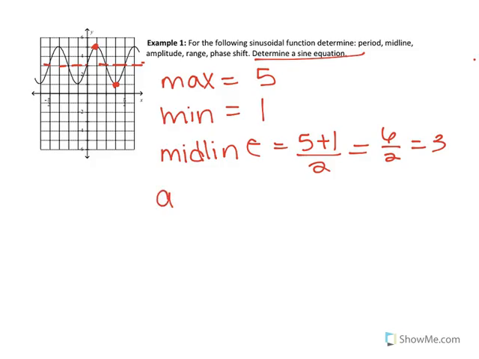We can now find the amplitude. The amplitude is going to be the max subtract the midline. Or you can take the midline and subtract the minimum. Both work. Either way, you're going to get 2. You can also count that. 1, 2. 1, 2.